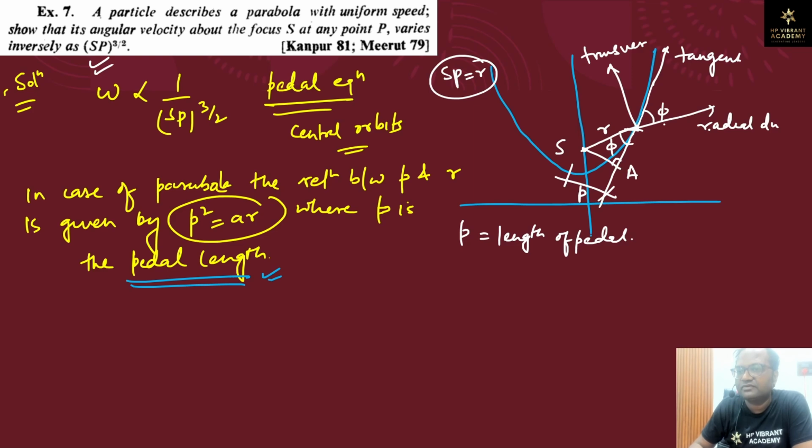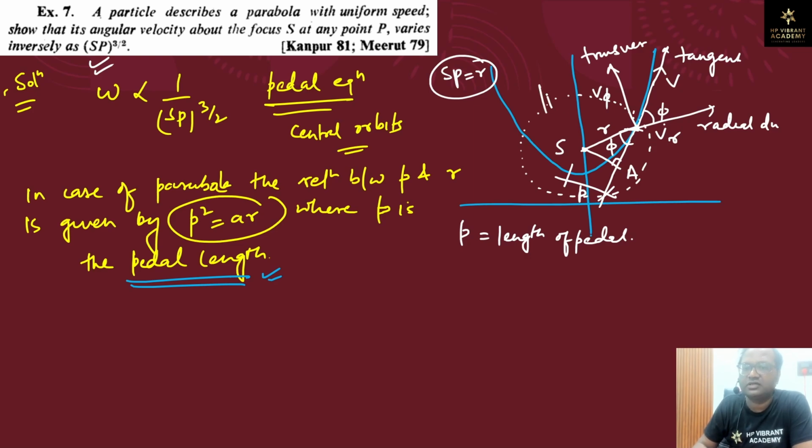Let us take the velocity along the tangential direction as v. Velocity along the radial direction is vr, and velocity along the transverse direction is v phi. What we have to find is the angular velocity. Draw a circle like this, taking r as the radius.